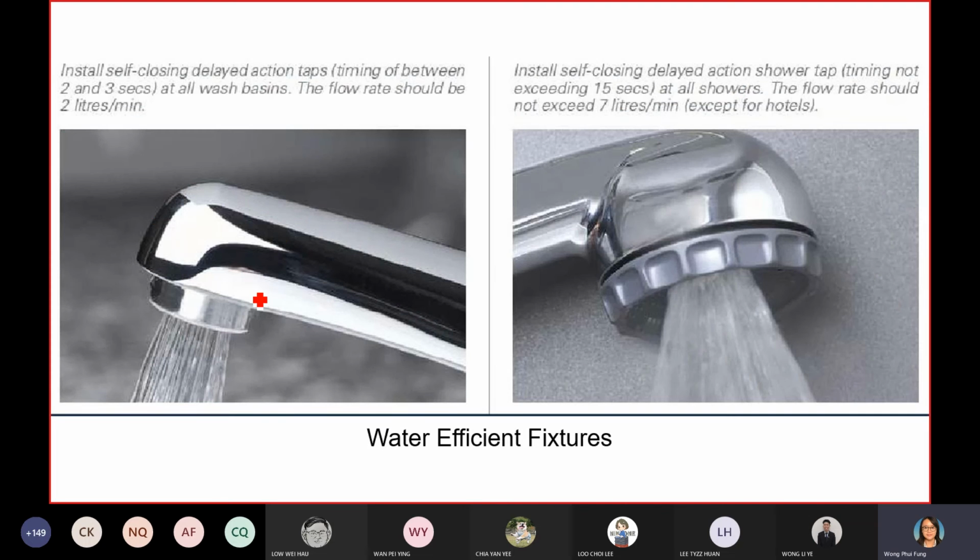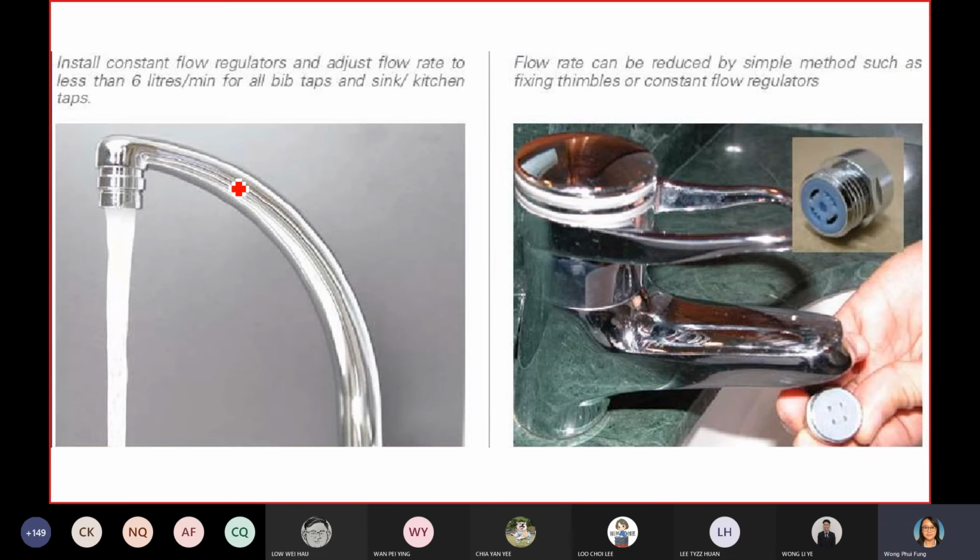Okay. So these are some of the things you can actually detect at a new shopping mall. They use all these called self-closing delay action taps. You don't need to open the tap. They actually detect your hand by using the sensor. Then they will start to flow the water every 2 to 3 seconds. Very fast one. Okay. So this is actually a water efficient feature to control the flow time. Okay. And another one is to control the flow rate.